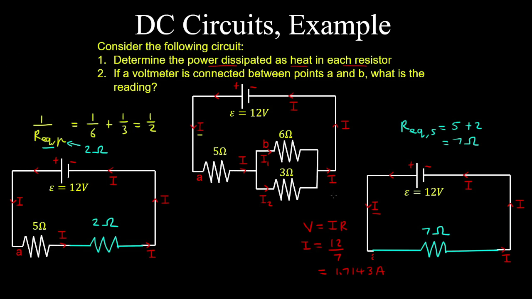So now we can work our way back to our previous circuit. So now we have the current through each of those resistors as 1.7143 amps. And therefore, using Ohm's law, we have the voltage drop across each of those resistors as the current by the resistance of each resistor. So on the left, we have 1.7143 by 5 ohms, which gives 8.5715 volts. And on the right hand side, we have 1.7143 by 2 ohms, which is 3.4286 volts, being the potential drop across the second resistor.